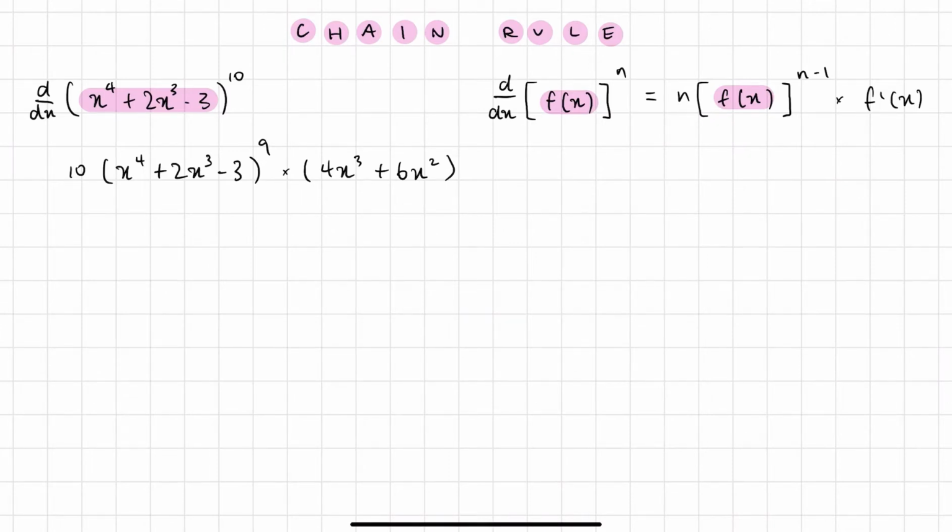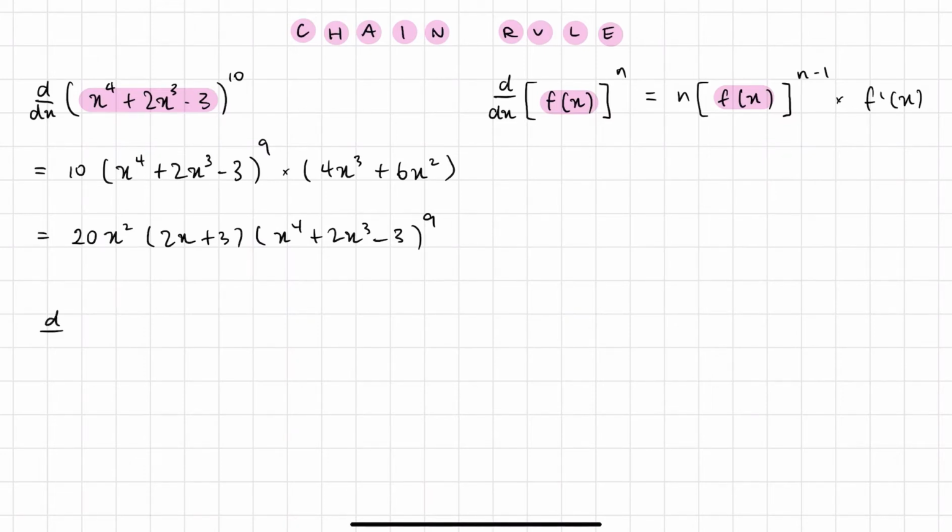So this is the actual derivative, but just to clean it up, you don't have to do this, but it's probably a good idea to. I'm just going to factorize a 2 out of the last bracket, just make it 20, and let's factorize x squared as well. Two x plus 3. And that's the derivative.